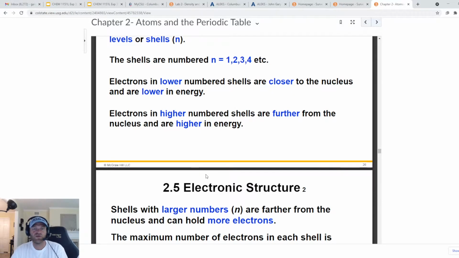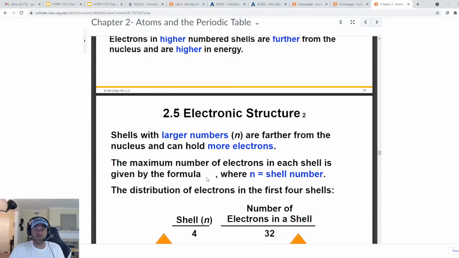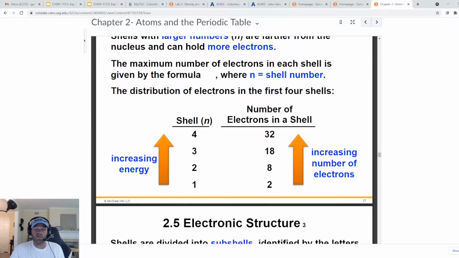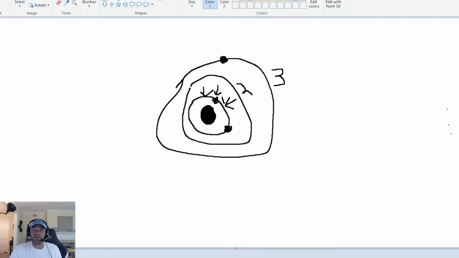So we said that electrons in lower numbered shells are closer to the nucleus and lower in energy. Shells with large numbers are farther from the nucleus, and they also hold more electrons. So that makes sense, right? If I look at this, see how number 1 is a very small, tight circle? So it can only hold 2 electrons. I can only get 2 electrons on that first energy level. All right. Then the next one is a little bigger. I can hold 8 electrons on that next energy level, so on and so forth.